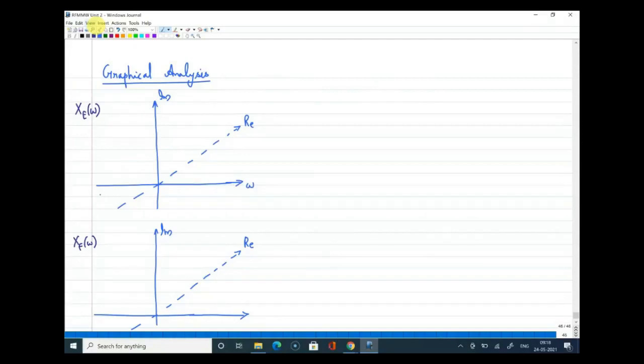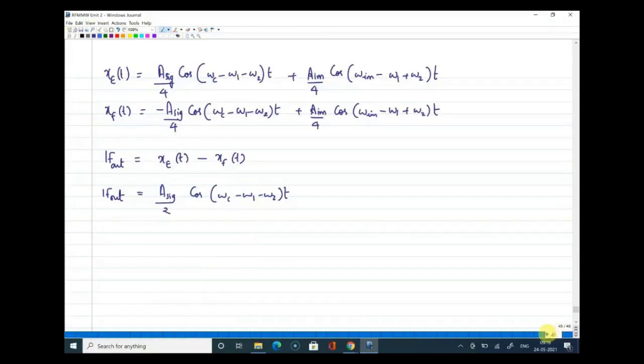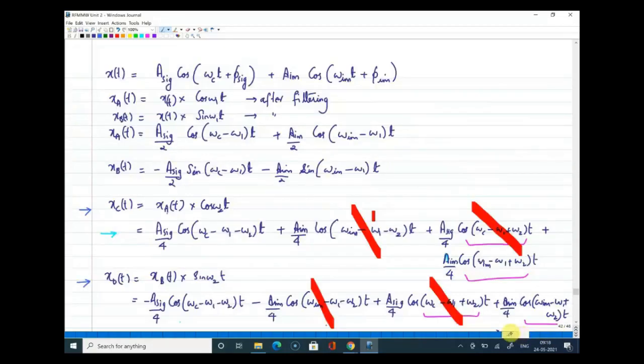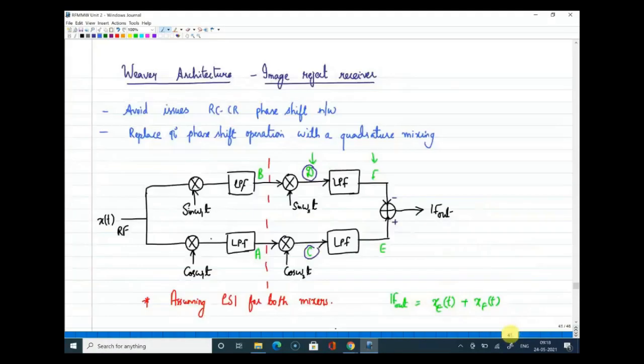Mm, I think Naveshri, I have a question. Why didn't you remove high frequency components in E and F signals? Yes, Naveshri. So you can see the architecture here. xc and xd we have written with all the frequency components, but after that there is a low pass filter, and after the low pass filter you will only get the low frequency components. So high frequency components should be removed.